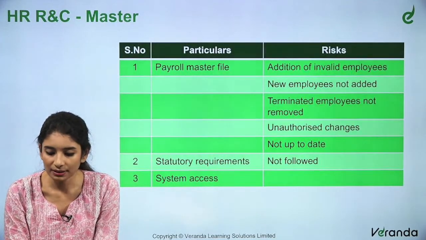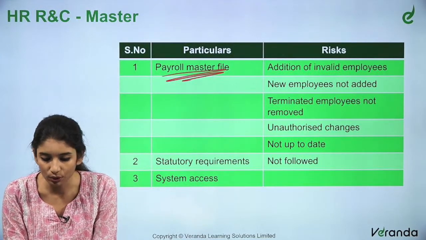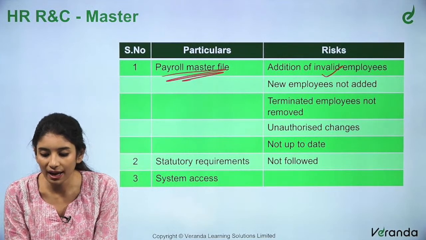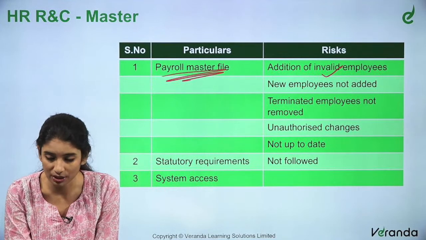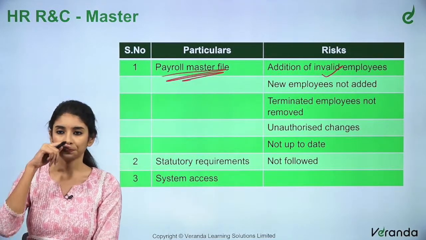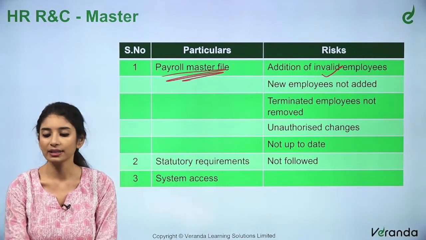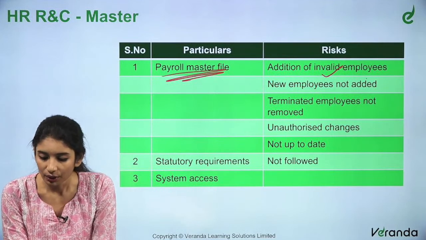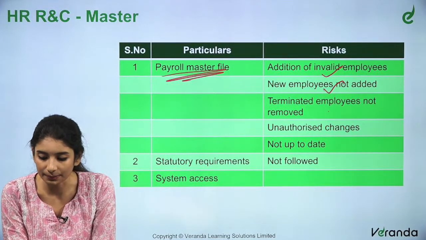Wonderful. Master, payroll master file, like how we had inventory master file, like that payroll master file. Addition of invalid employees. Now here the risks are a little different when compared to the earlier processes. Addition of invalid employees. I add my aunt's, brother-in-law's, father's, sister's daughter as an employee in my organization. Okay. New employees not added in the system.